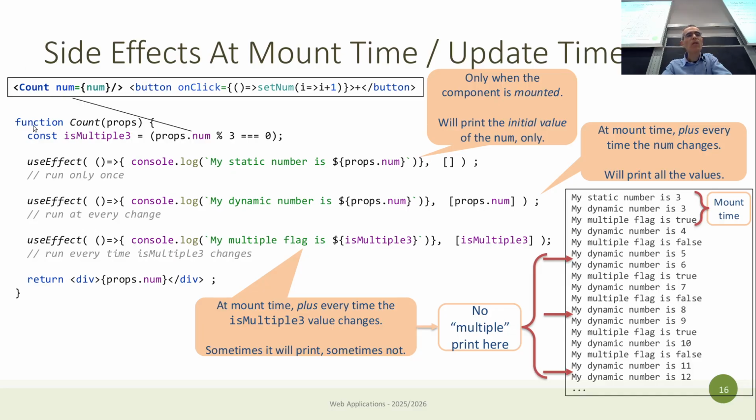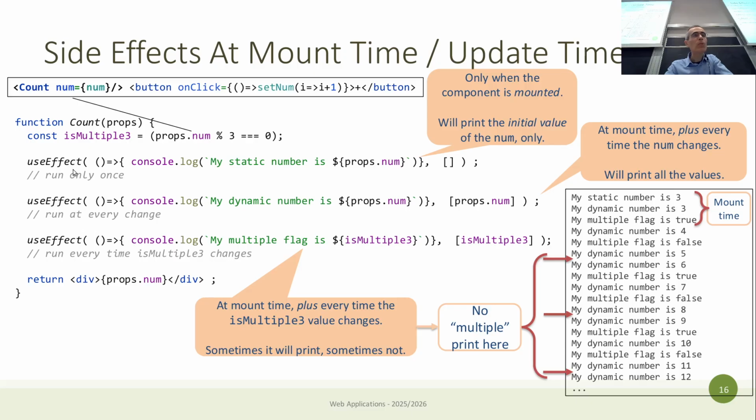So we write function count, take some props, and then we can write some code, right? The typical code we write until now is return some JSX to show. Very simple: a div with the num, that is the props. So really, really simple component, right? We pass a num, and this num is just simply shown inside the HTML.